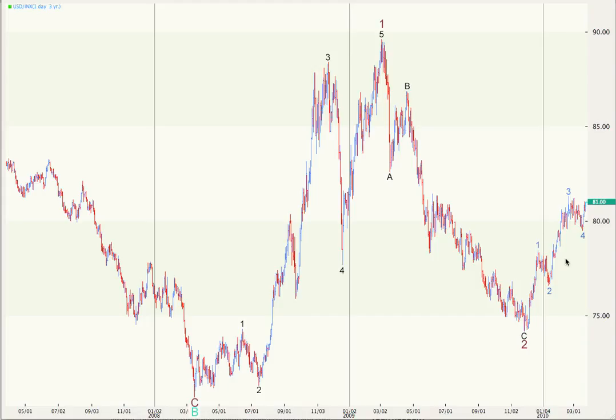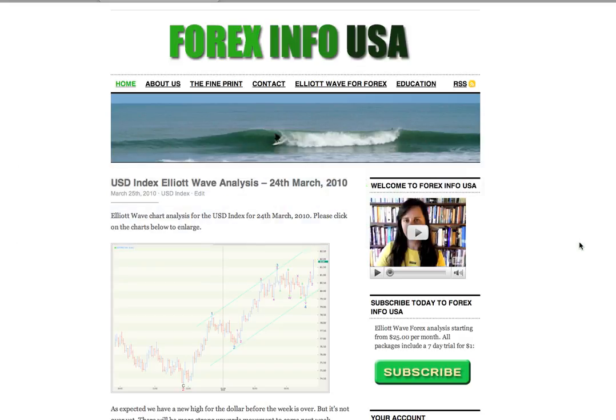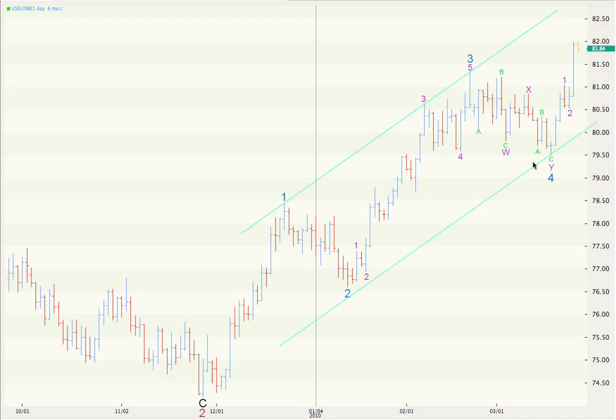Shorter term, I'll take you to a daily chart where this blue 3 and 4 is this blue 3 and 4, and we're looking now at most recent dollar rises. This is the very first part of our primary third wave up, with the minor all blue 1, 2, 3, 4, and we're in the early phases still of minor blue fifth wave up.